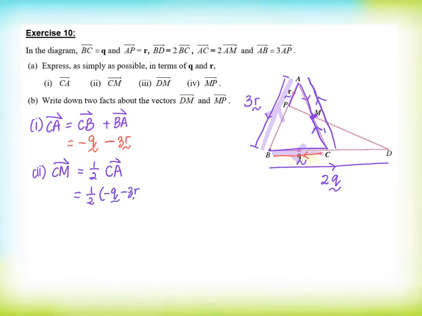minus 3R, and that gives me negative half Q minus 3 over 2R. I will prefer fractions in this case rather than decimals. Then part 3, I need to find DM.